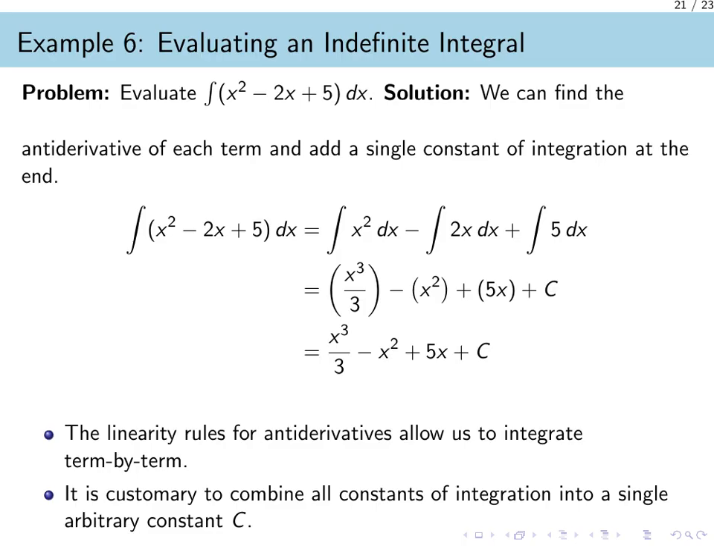Technically, each of these parts produces its own constant of integration. But we can combine them all into a single arbitrary constant, which we simply call c. This is a crucial simplification you will always use. So, the final general antiderivative is x cubed over 3 minus x squared plus 5x plus c. The main idea is to integrate each term separately, and then add a single constant c at the end.